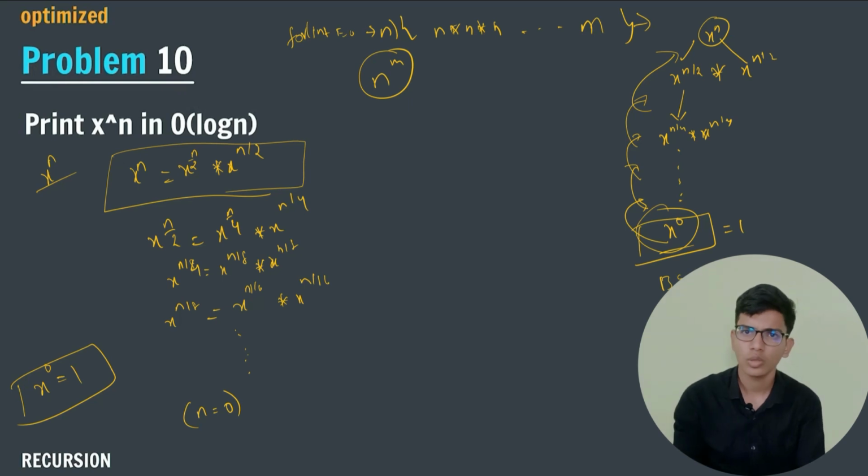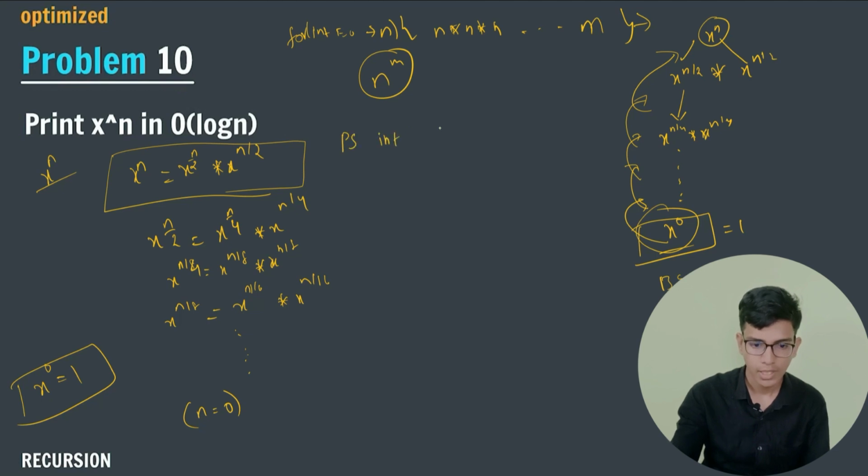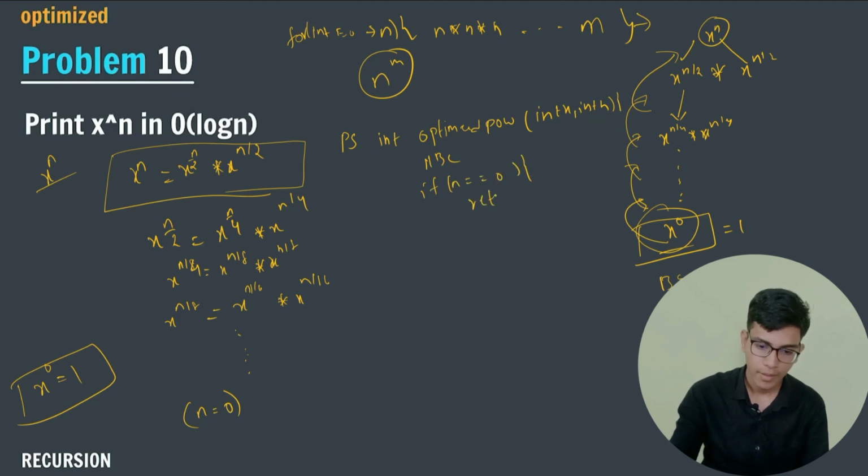So let me write the pseudo code such that you will understand it even better. First of all, I am going to write my pseudo code: public static int optimizedPower. In this I am passing x value and int n value, right? So what is my base case? That is, if my n is equal to 0, then return 1. Okay, this is my base.